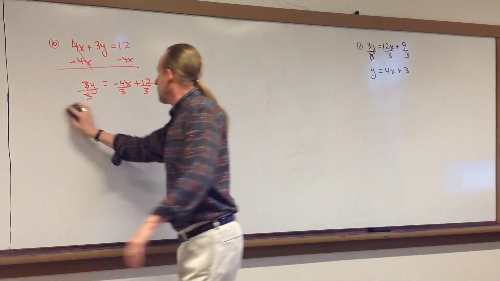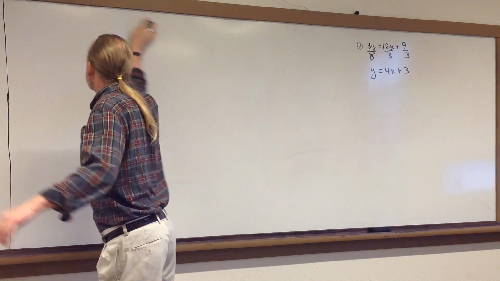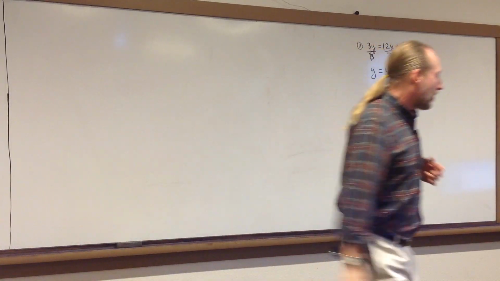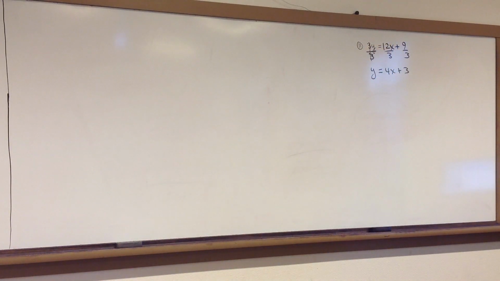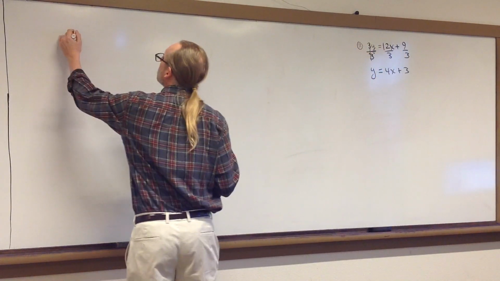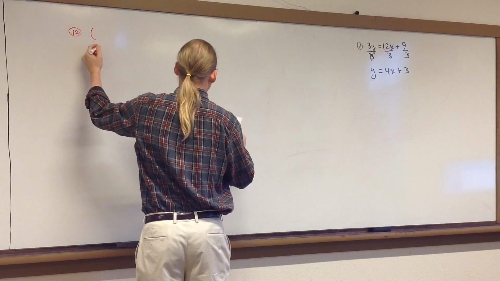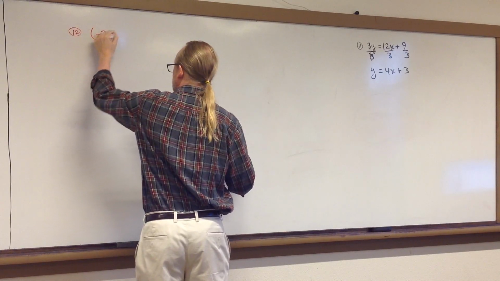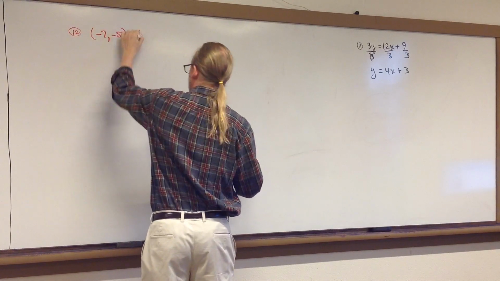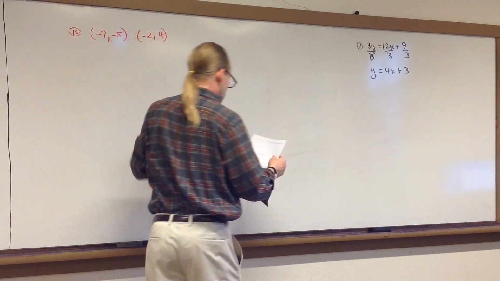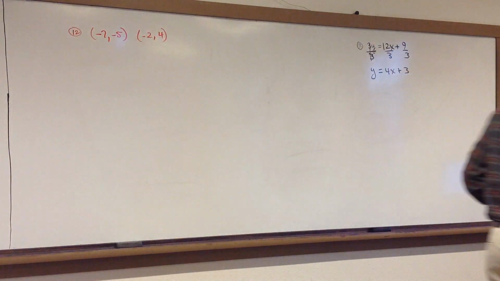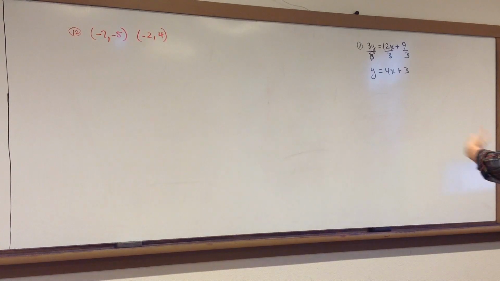All right, now there's a couple more graphing problems where you don't have to make a graph. So let's take a look at those. Problem 12. We want to find the equation of a line in slope-intercept form that passes through the points (-7, -5) and (-2, positive 4). So the first thing we need to know about this line is what's the slope.